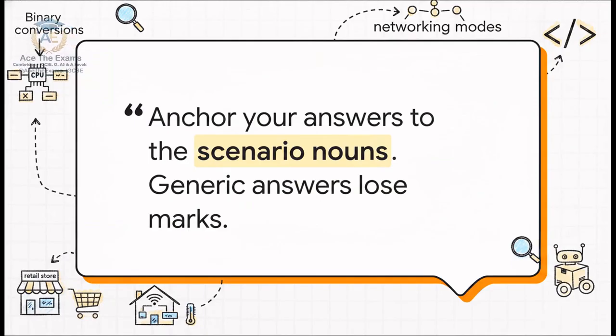If there is one golden thread pulling all of this together today, from binary math all the way to HTML, it is absolutely this: anchor your answers to the scenario nouns. Generic answers lose marks. When you see a scenario about a retail store or a delivery robot, those nouns are your best friends. Integrate them deeply into every single explanation you write.